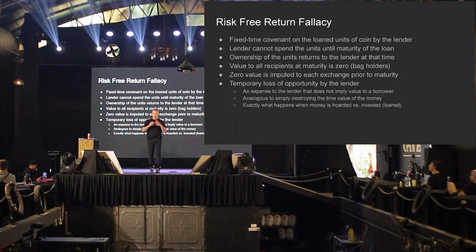You have the property, you give it to somebody else. Now you have risk if they don't give it back. So the proposal was in Bitcoin to use a new opcode, a fixed time covenant, on the loaned units of the coin by the lender. The lender encumbers those coins for a certain amount of time, and then lends them to somebody, and then collects interest for that loan.